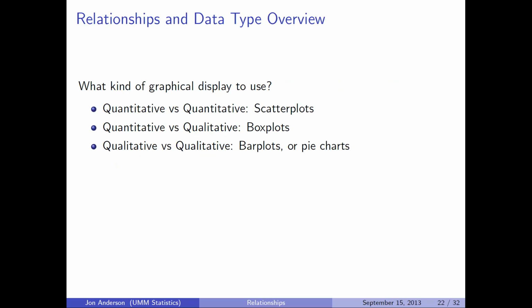So here's an overview about studying relationships. We've studied a lot of the first bullet, quantitative against quantitative variables, with a scatter plot. If you want to study a quantitative variable across the levels of a category or a qualitative variable, that's done with box plots, side-by-side box plots. We'll see some examples of that. And when you want to compare two category variables together, you either do that with bar plots or pie charts.